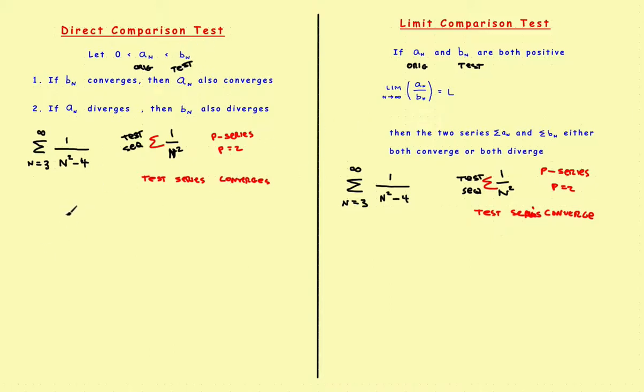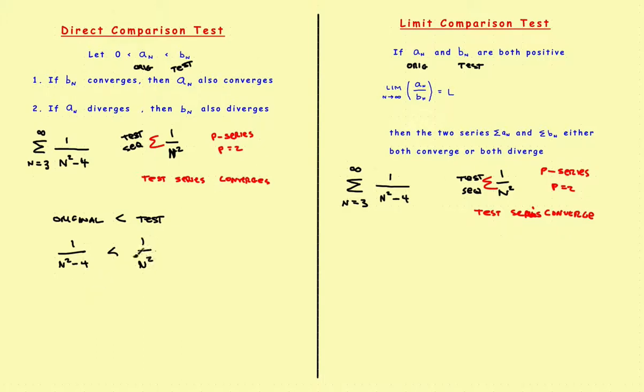So if you're following the direct comparison method, your next step would be to ask: is the original sequence less than the test sequence? Because remember, if it converges, it has to be less than. So the original sequence is 1 over n squared minus 4, and you're going to compare that to 1 over n squared. Now, if this turns out to be true, that means you satisfied the direct comparison test and the original sequence converges. So now apply some logic.